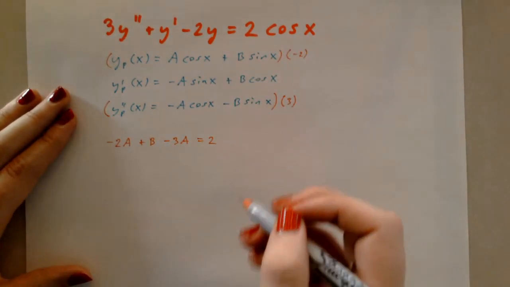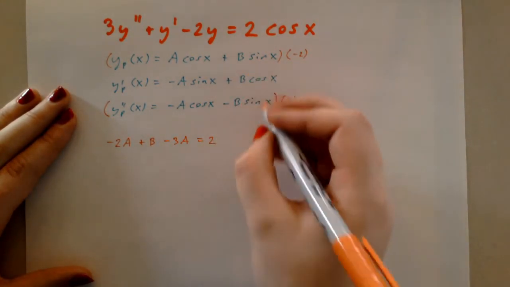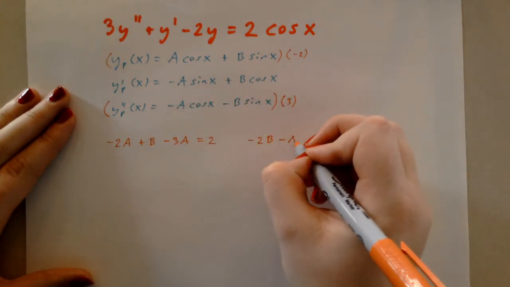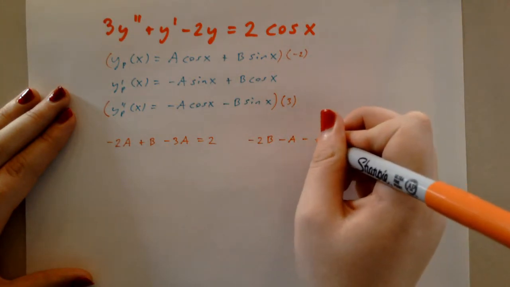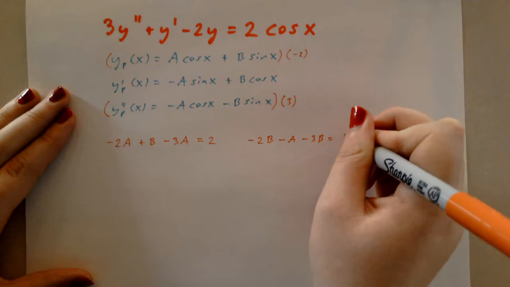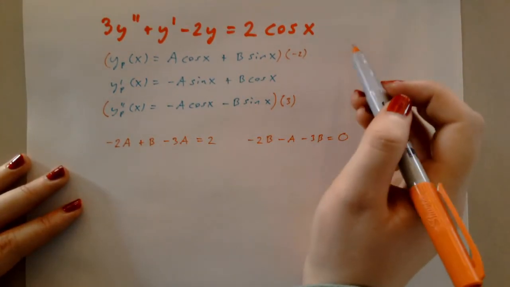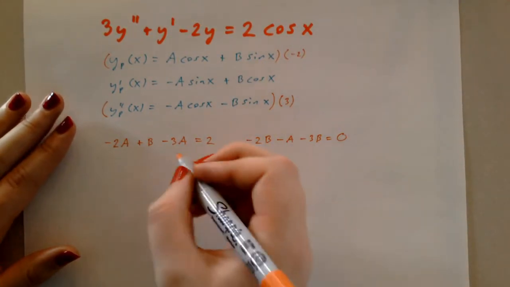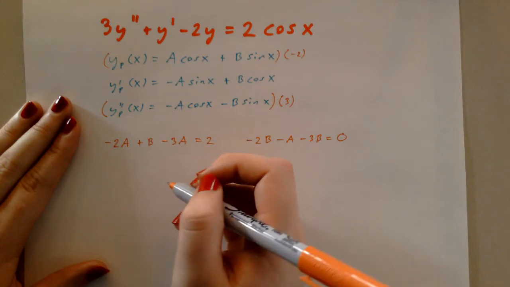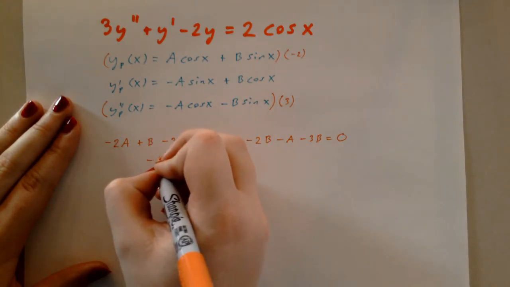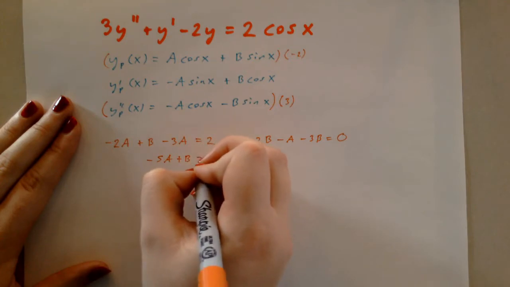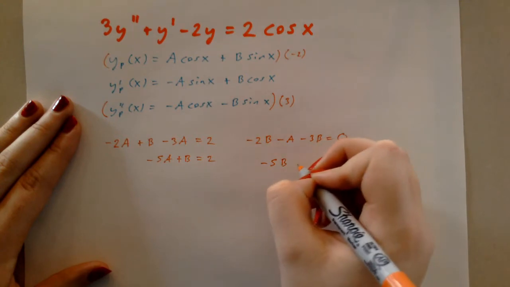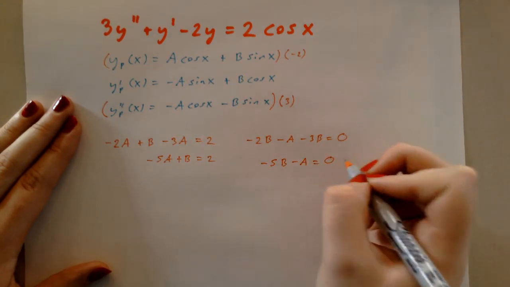We'll need to do the same thing with our sine terms. So here we have negative 2b attached to a sine term. From here we just have negative a. And then from down here we have negative 3b. And that is going to be equal to 0, again, because there are no sine terms in the original equation that we're given. So we have 2 equations, 2 unknowns, so we can solve for our a and b here. This becomes negative 5a plus b equals 2, and this becomes negative 5b minus a equals 0.